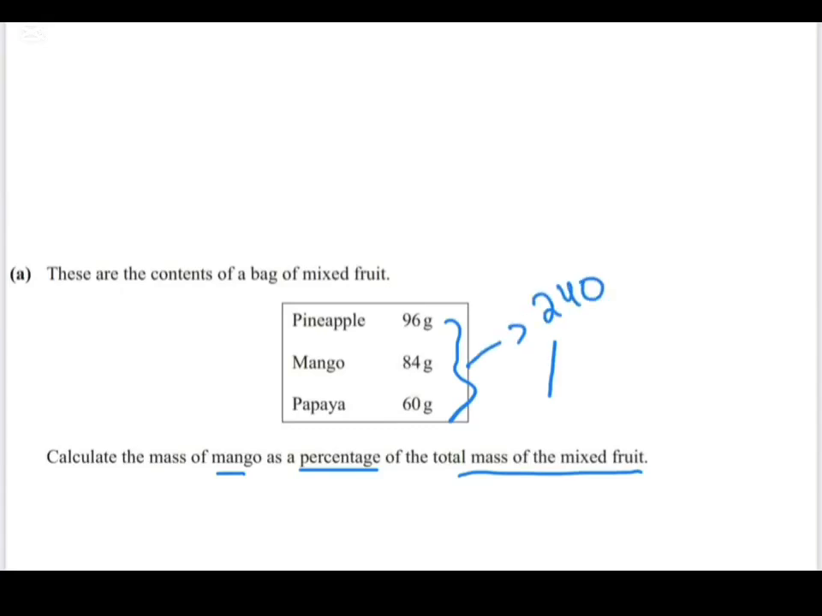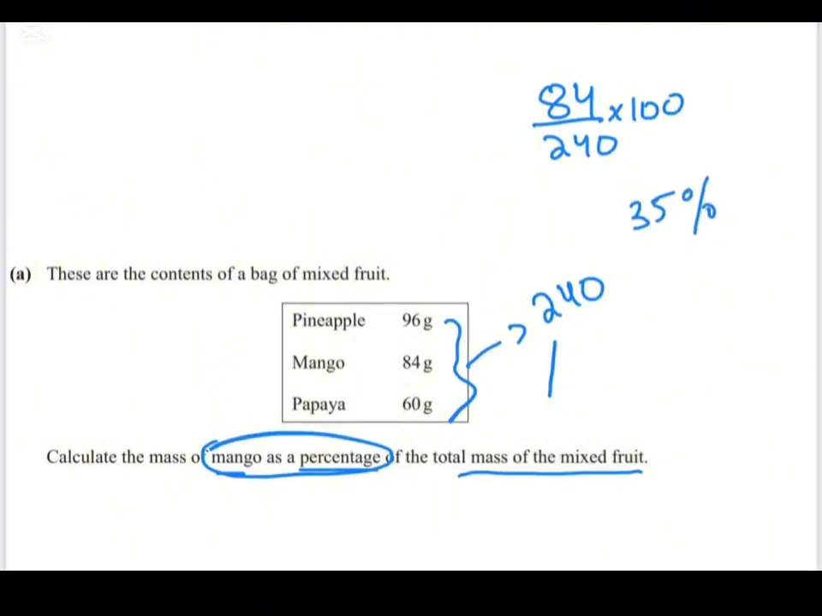Now we need to find the mass of mango as a percentage. So the mass of the mango is 84 divided by the total 240. We need to write the answer as a percentage, so I will multiply by 100. So 84 divided by 240 multiplied by 100 gives 35%.